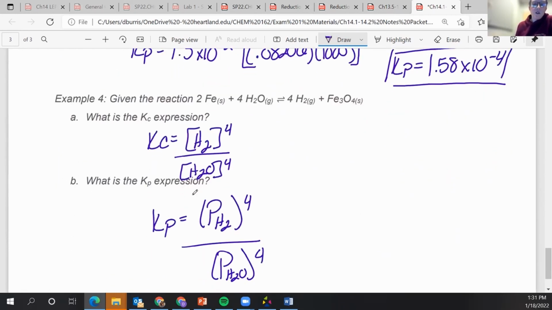All right, and then writing our equations. Remember, solids and liquids are not included in our K equations, so I left those out. So you should have gotten these 2. Good luck.